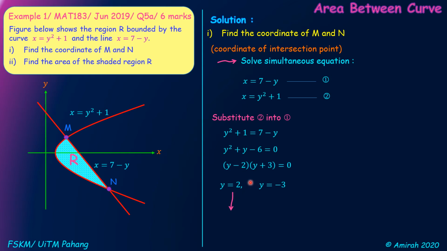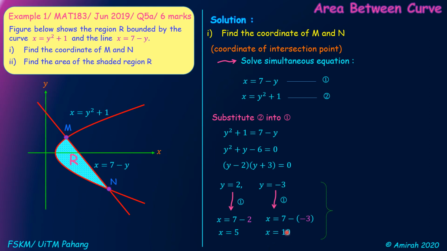Okay. So to find the values of x, we substitute the first value of y equals 2. We substitute either into equation 1 or equation 2. Let's say we substitute into equation 1. So we get x equals 7 minus y. Y we replace by 2 here. So we get x equals 5. Okay. And then for y equals negative 3, we substitute into equation 1 here. So we get x equals 7 minus y, with y equals negative 3. Then when we simplify, we get x equals 10.